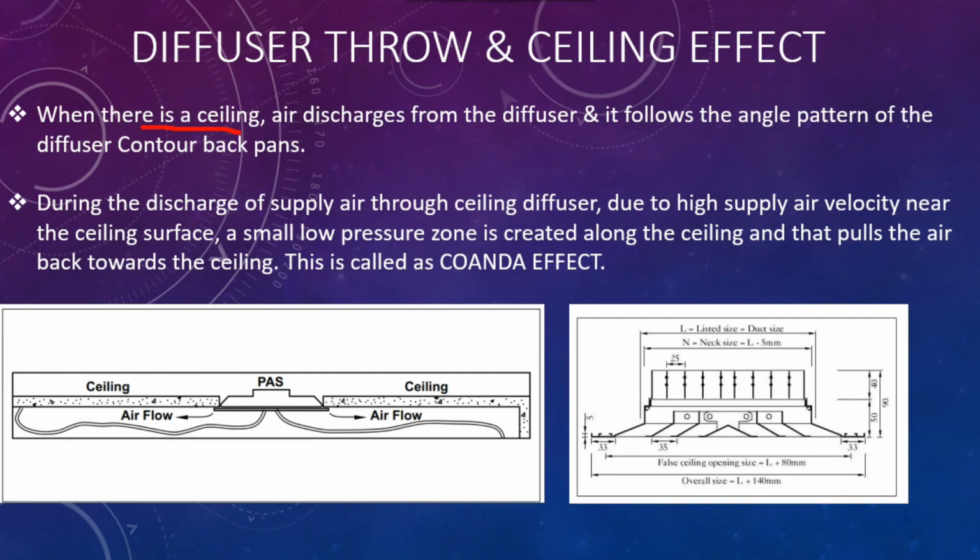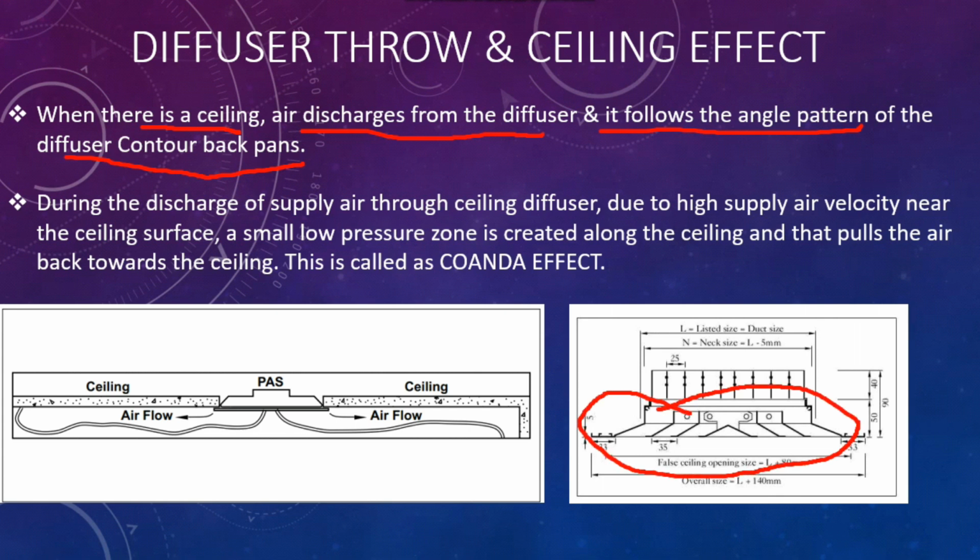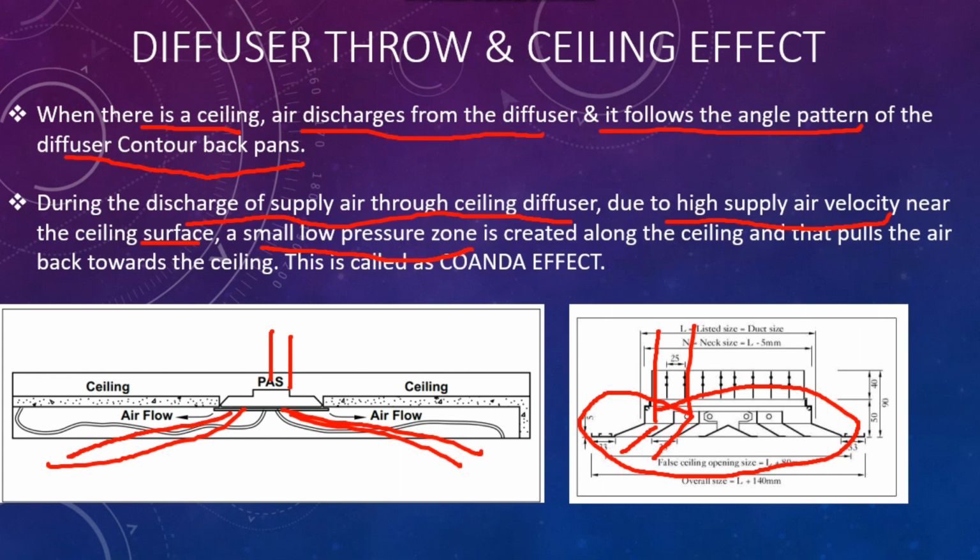So when there is a ceiling, air discharges from the diffuser and follows the angle pattern of the diffuser contour back pan. That means here you can see these are the lower blades we have in the diffuser. So when the air touches like this, it follows these angle patterns. During the discharge of supply air through the ceiling diffuser, due to high supply air velocity near the ceiling surface, a small low pressure zone is created. Like you see here, the air is coming from here and will be supplied like this, and during the supply, a small low pressure zone will be created at this point.